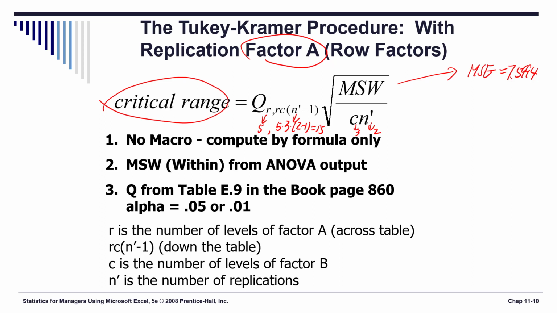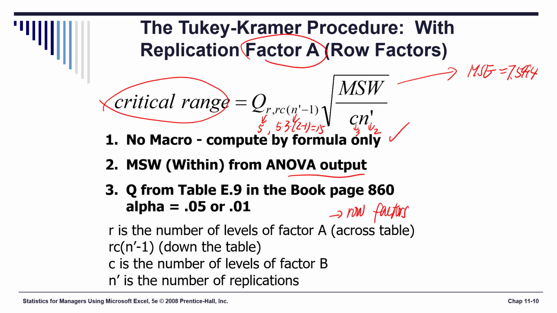So again, computed by formulas only. I'm using this formula to find the critical range. Mean of square within, mean of square error, comes from the ANOVA outputs. Once we run the analysis, it will come up. And also the Q table, we are using that. You will find the Q table in our level course. So R here is the number of levels of factor A, which is the row factor.